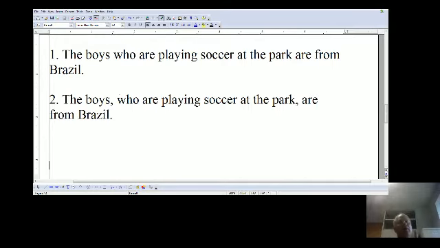Okay, so here's my question. We have two sentences. The boys who are playing soccer at the park are from Brazil. The boys who are playing soccer at the park are from Brazil. Now my question is, which of these sentences means that all of the boys at the park are from Brazil? And which sentence means some of the boys at the park, not all, are from Brazil?